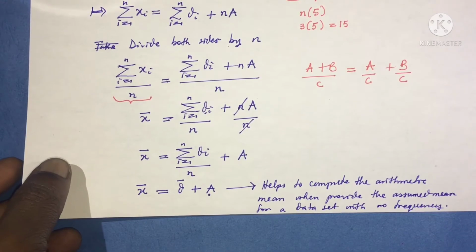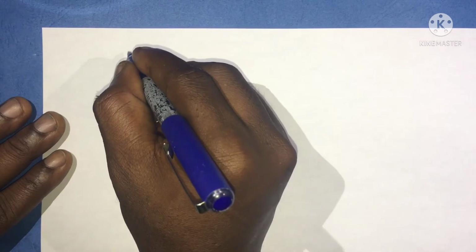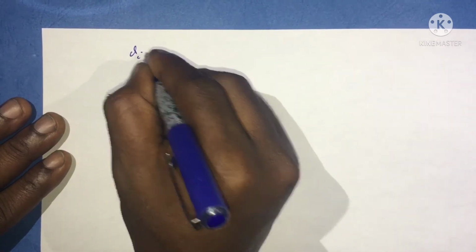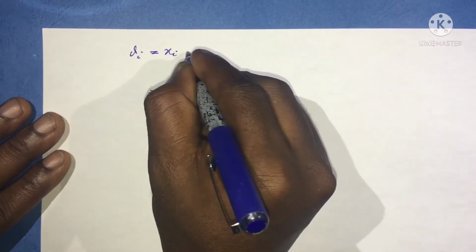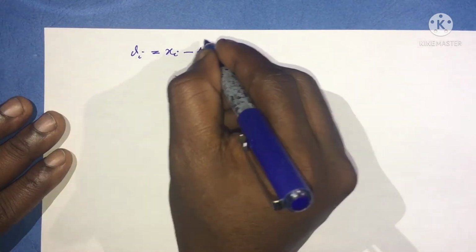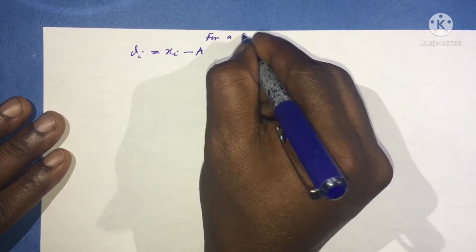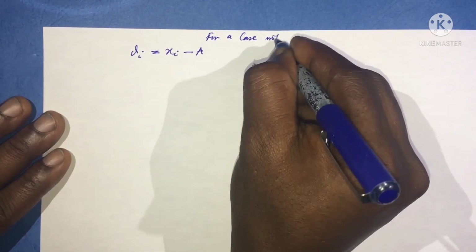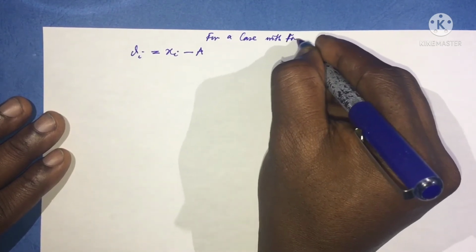Now let's go to the case with frequencies. What if we were asked to compute the arithmetic mean for a case with frequencies? Let's repeat the routine again. So it all starts with our di equals xi minus a. Okay, so this is for a case with frequencies.